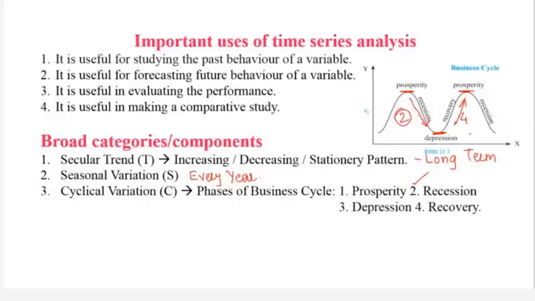So cyclic variation, क्या होता है? The business cycle has 4 things. The top is prosperity. From prosperity, you come down, that is recession. Then you come to the bottom, that is depression. And then again you go up, that is called recovery. Most businesses will have this cycle called the business cycle.